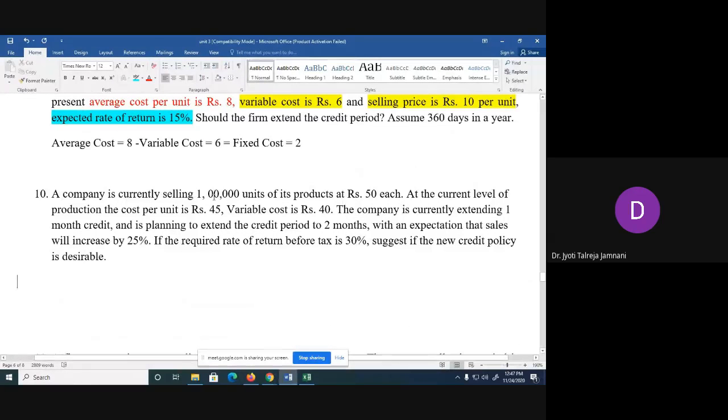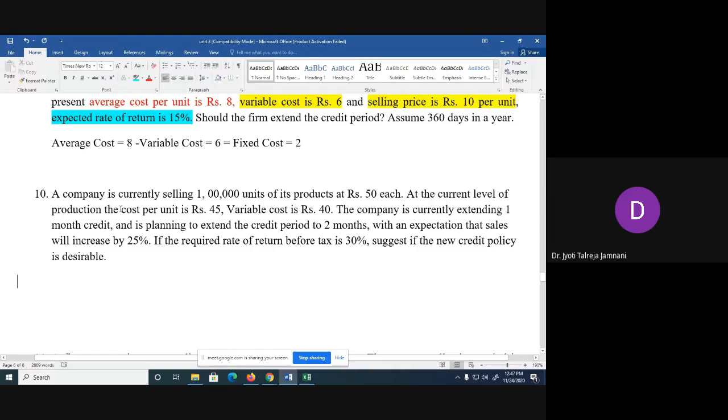The company is currently selling 1 lakh units of its product at rupees 50 each. At the current level of production, the cost per unit is 45. They've given you 1 lakh units and they've told the selling price is 50 rupees. 45 is the cost per unit, in which variable cost is 40 rupees.